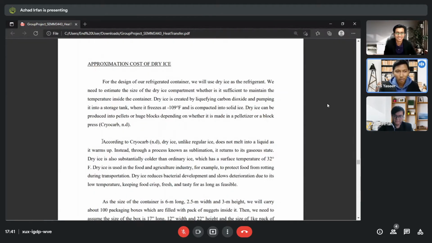Fahmi. I will continue this presentation about approximation cost of dry ice. Okay, so for the design of our refrigerated container, we will use dry ice as our refrigerant. Okay, so we estimate that the size of dry ice compartment is sufficient to maintain the temperature inside the container. Dry ice, as we know, is used in the food and agriculture industry, for example, to protect food from rotting during transportation.